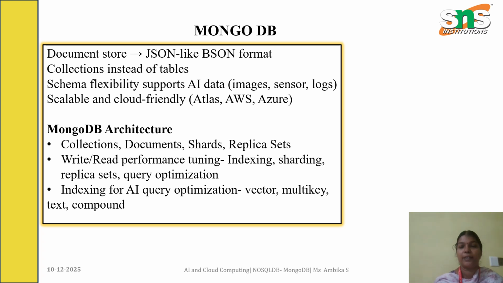Next one is indexing. There are many types of indexing: vector, multi-key, text, and compound. Vector indexing is used for searching nearby data. Multi-key is used, for example, in the case of array indices. Next are text indices, used in natural language processing applications. And compound indexing is used when more than one field needs to be indexed together.